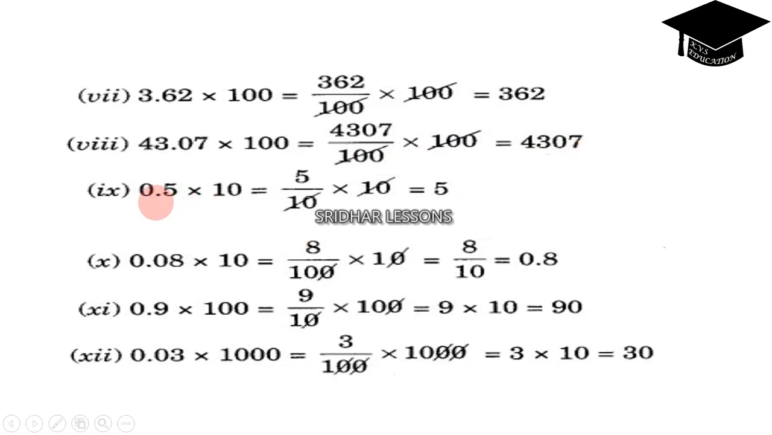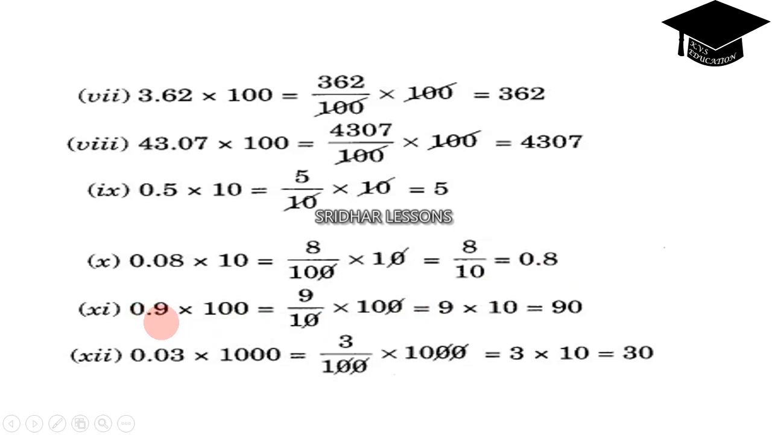Next problem, 0.5 into 10. We can write 0.5 as 5 by 10 into 10. 10 and 10 cancel, so 5 is the result. Next, 0.08 into 10 is equal to 8 by 100 into 10. This becomes 8 by 10, which is equal to 0.8.